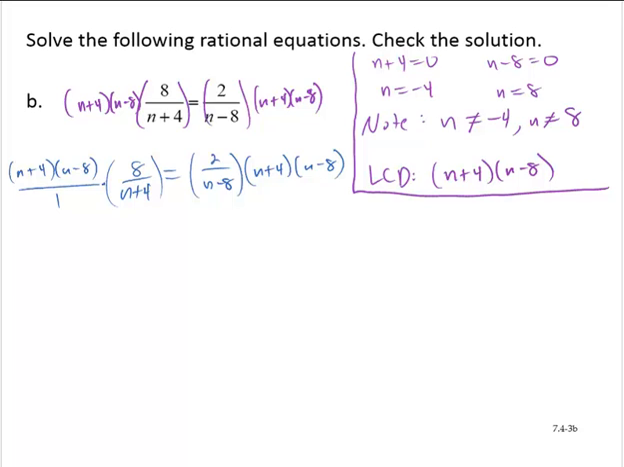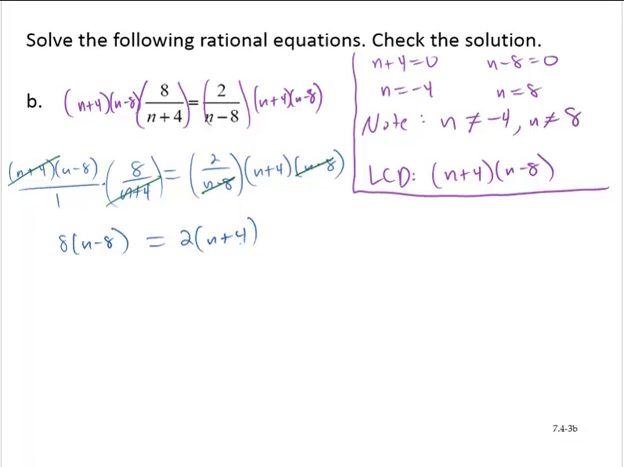On the left-hand side of the equation, the n plus 4's reduce out, leaving n minus 8 times 8. I'll just write that as 8 times n minus 8. On the right-hand side, the factors of n minus 8 reduce out, leaving 2 times n plus 4.